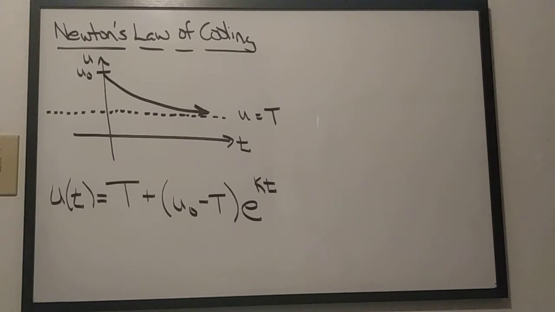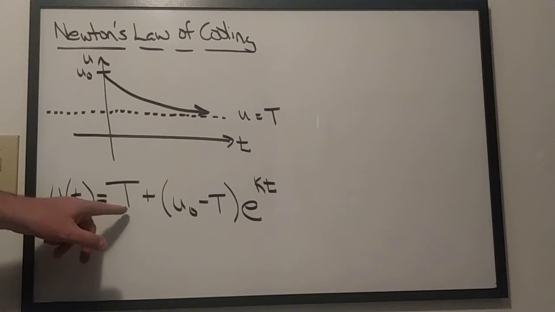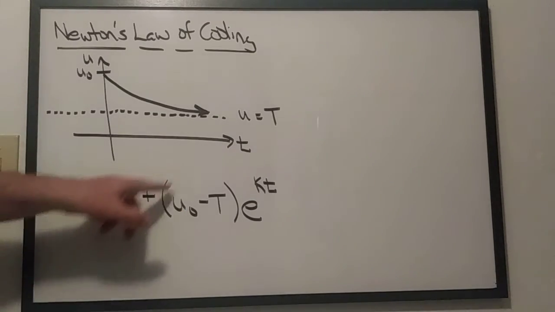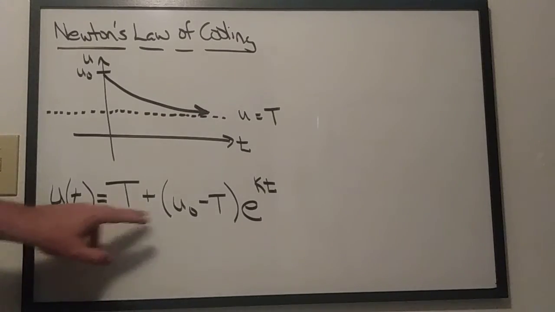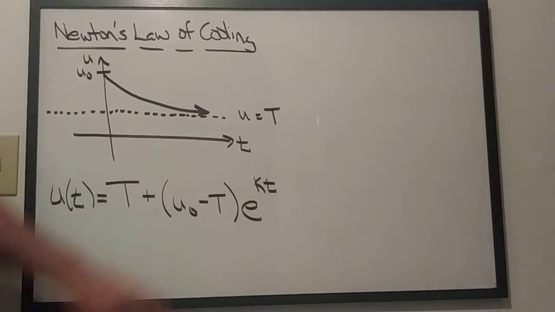So u of t is going to be the temperature of our item at any given time, and it's going to be capital T plus the quantity u sub 0 minus T times e to the kt. So these first two pieces are a little bit different, but this last piece, e to the kt, once again feels familiar from what we were looking at earlier.